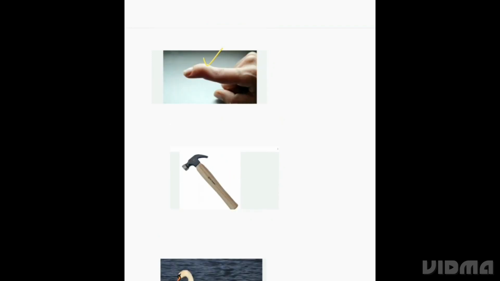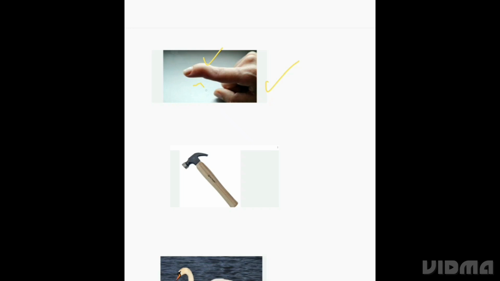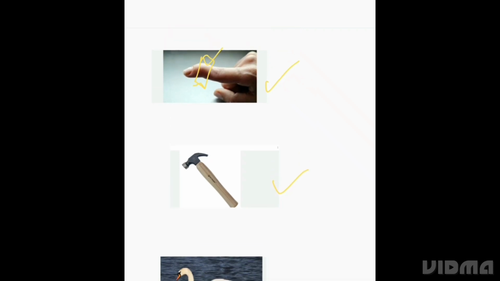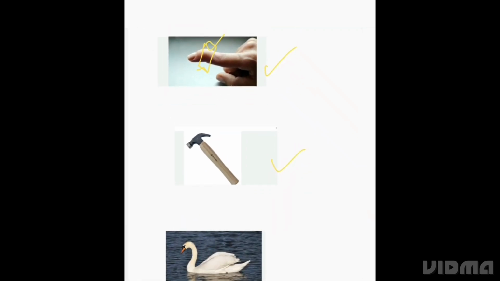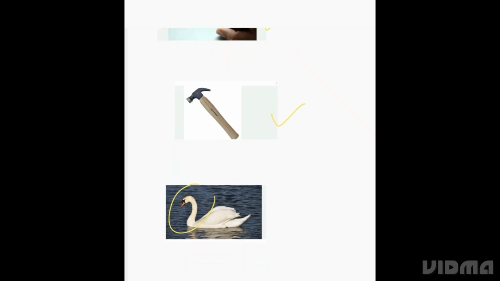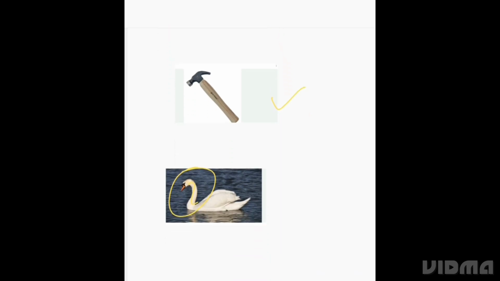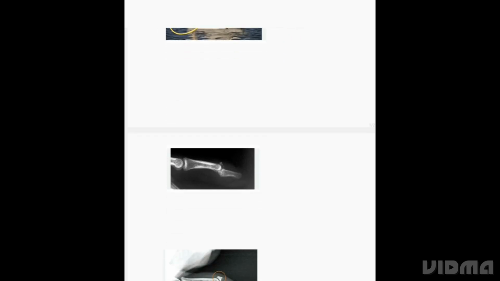Let's move to the pictures. Let's see the picture of a mallet finger. See, this is your mallet finger. Can you see the bend over the distal interphalangeal joint? This is a picture of a mallet, a hammer. Your mallet finger and the hammer look somewhat similar, hence the name mallet finger. Below is a picture of a swan. The swan neck looks similar to your mallet finger. So your mallet finger's other name is what? Swan neck deformity.